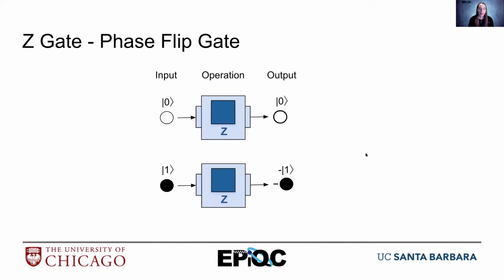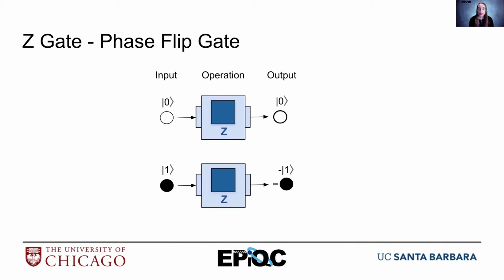All right, let's look at a new gate. It's called the Z gate, and I think of this as the phase flip gate. So if we have a 0 ball, a white ball, it does nothing. But if we have a black ball, it changes it from positive phase to negative phase. Likewise, it also changes it from negative phase to positive phase.